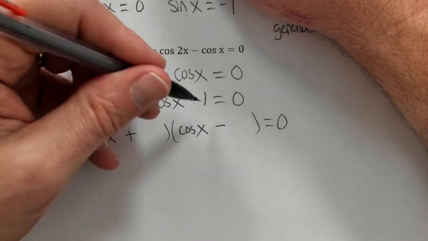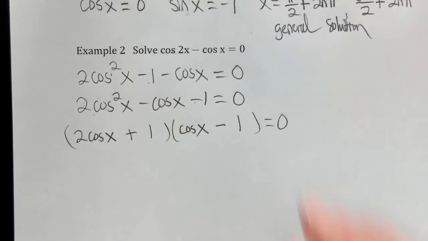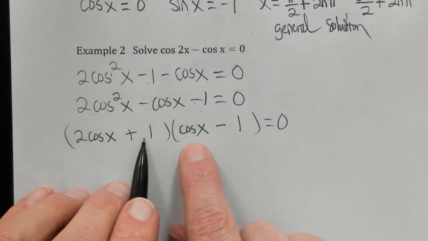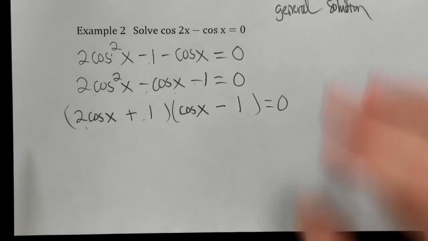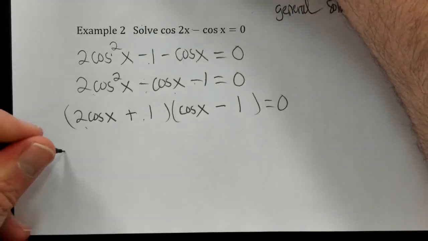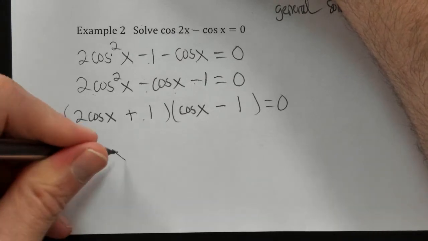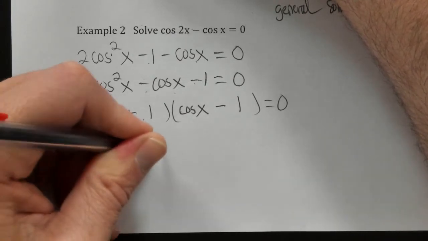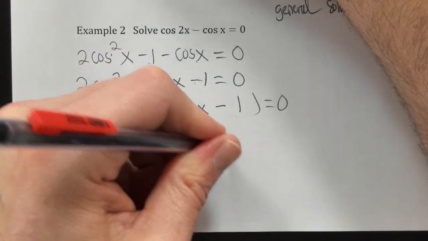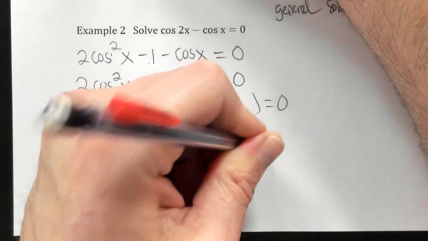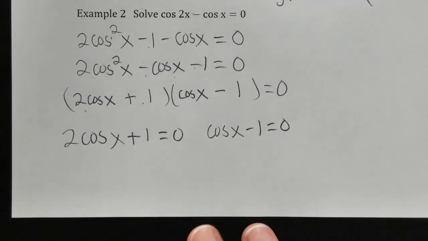And of course, how do I get 1? It'd be 1 times 1. So just double check, make sure the middle term checks out. Cosine minus 2 cosine is negative cosine x. So we're good. So we got it factored. Zero product rule now. We'll go 2 cosine x plus 1 equals 0. That's one equation. Or we can go cosine x minus 1 equals 0. That's another equation.